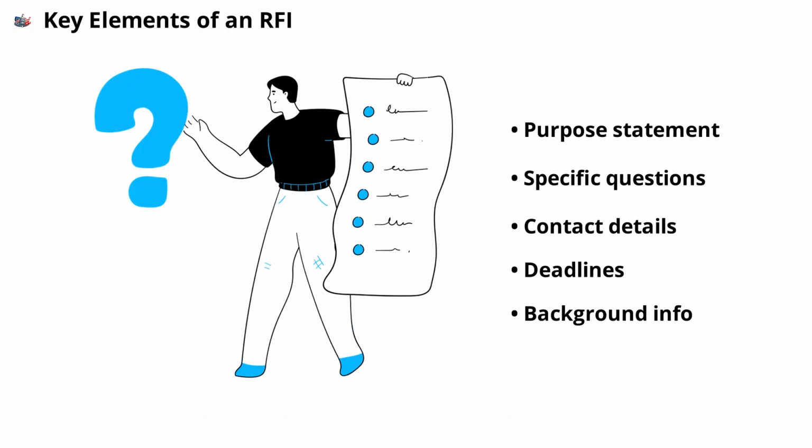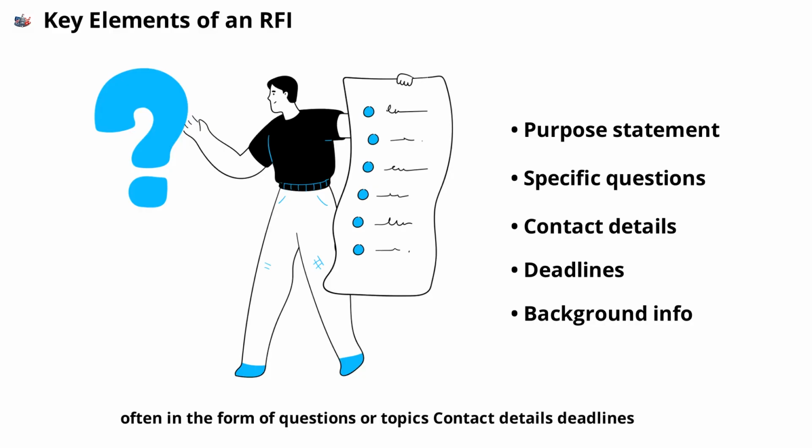An effective RFI letter includes several key components. First, it should clearly state the purpose of the request. Next, it should outline the specific information needed, often in the form of questions or topics. Contact details, deadlines, and any relevant background information should also be included. By organizing these elements logically, the recipient can respond accurately and efficiently, making the process smoother for both parties.